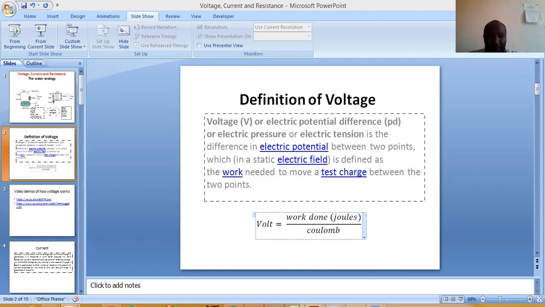Or put differently, it is the amount of current produced by a voltage of 1 volt acting across a conductor whose resistance is 1 ohm. So that's how we would then define current.